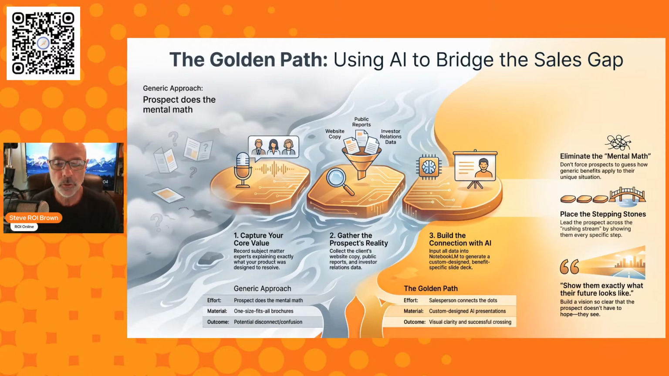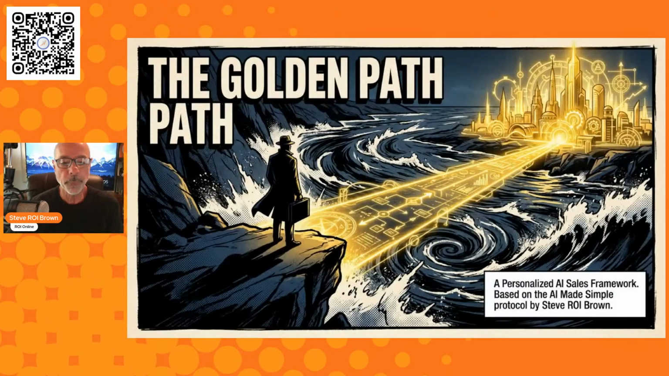And what we're going to do, I'm going to show you how to create the golden path. The golden path is how to get someone to cross the risk and get to the other side so they can get to where they want to go. We're going to show them exactly what their future looks like, but in a customized, bespoke way, instead of here's our material that was designed a couple of years ago, and you connect the dots. All right, golden path.